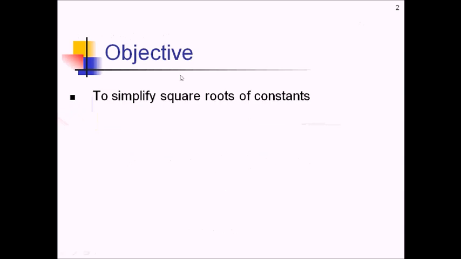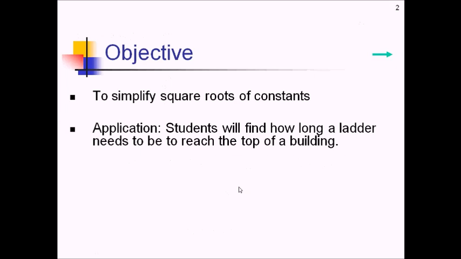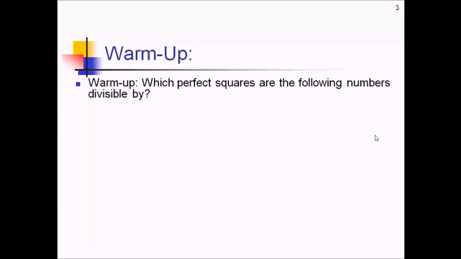In this one, we'll figure out how to simplify square roots of constants, and we'll figure out how long a ladder needs to be in order to reach the top of a building. For your warm-up, here are four numbers. See if you can figure out which perfect squares they are divisible by.